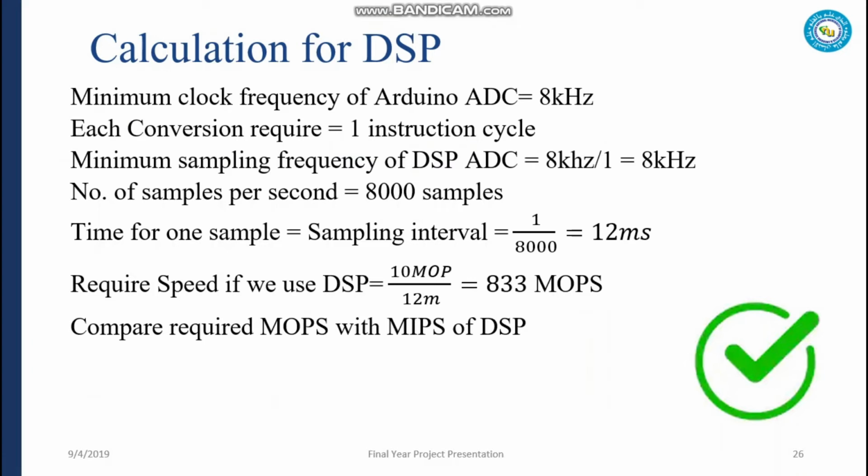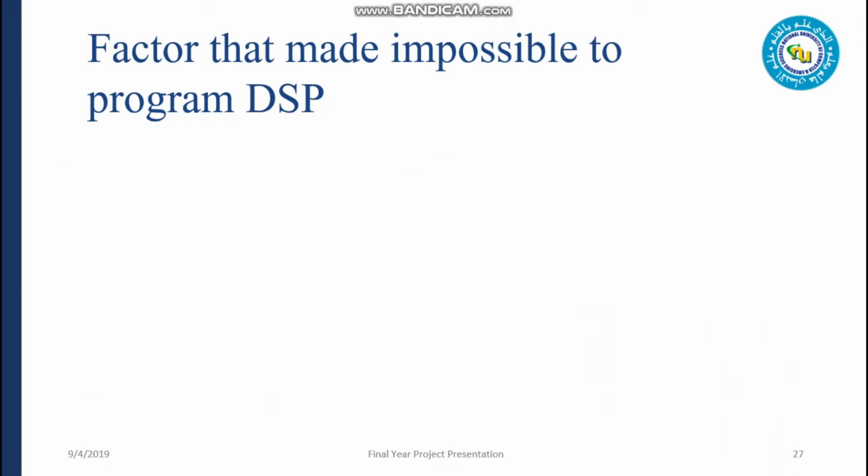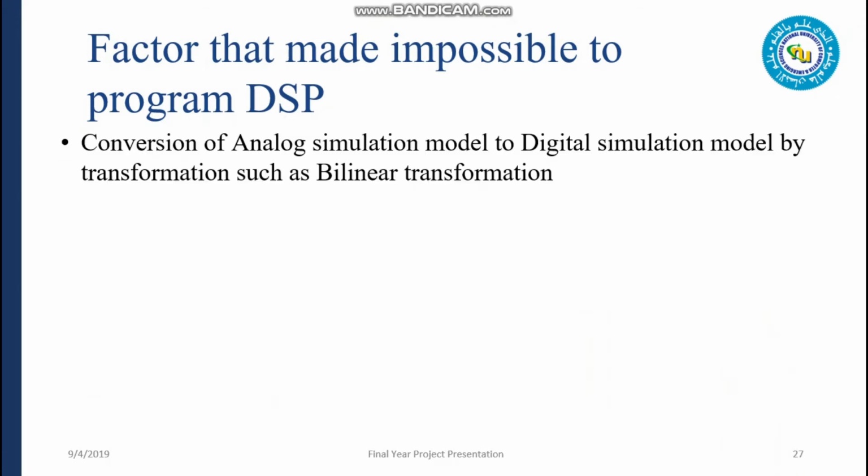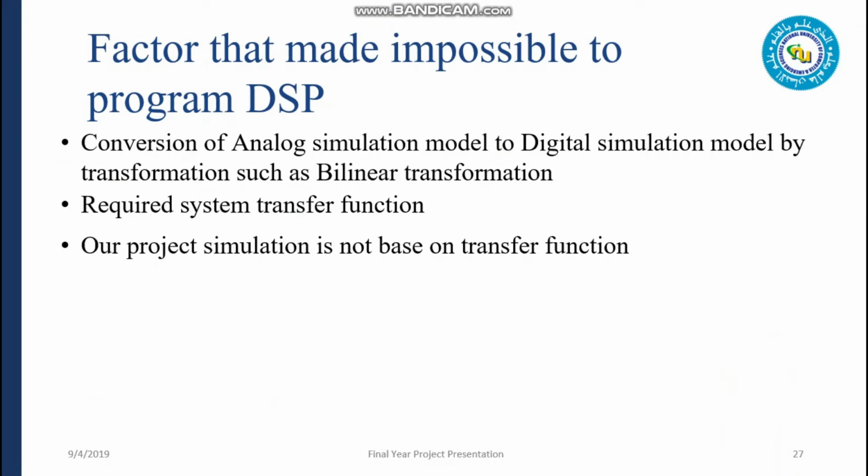While working on the DSP, we were exploring new areas of our knowledge, but along with that, we encountered a lot of problems, and these problems made it impossible to implement our project on the DSP. The first problem was that we had an analog simulation of our project, which we had to convert into a digital simulation by using bilinear transformation. In order to perform this step, we have to know the transfer function of our system, including all subsystems.